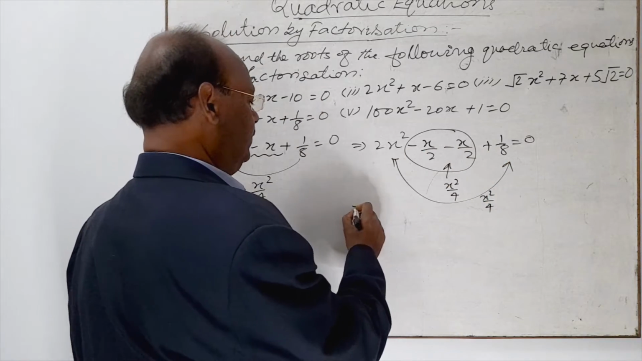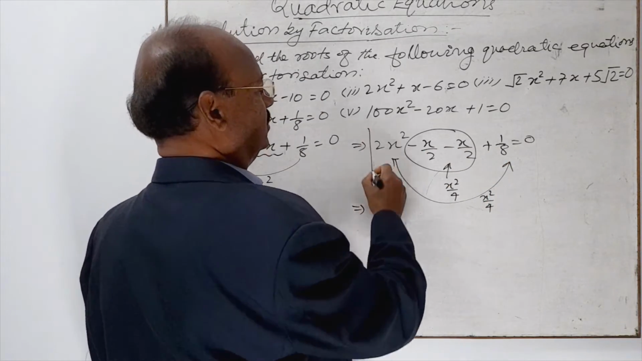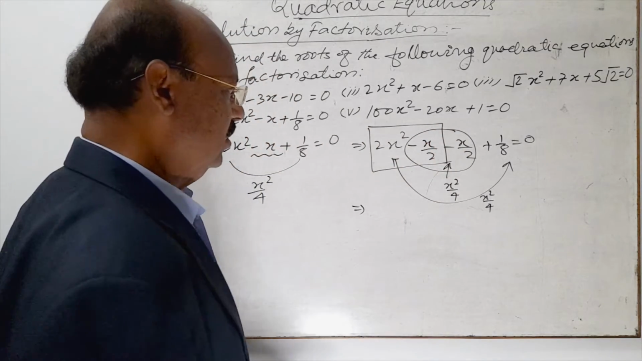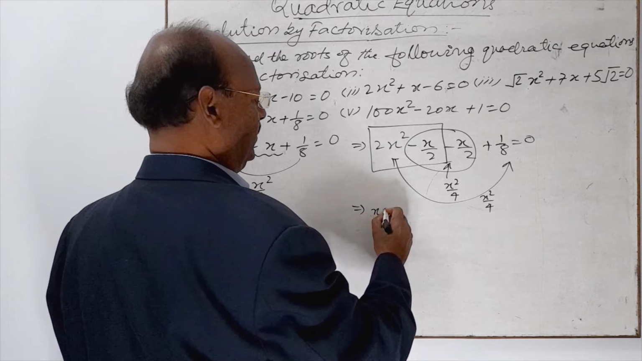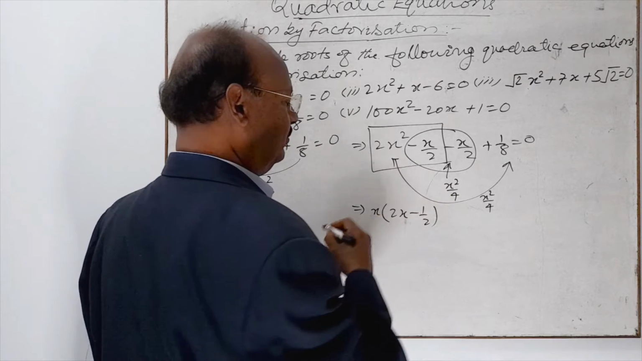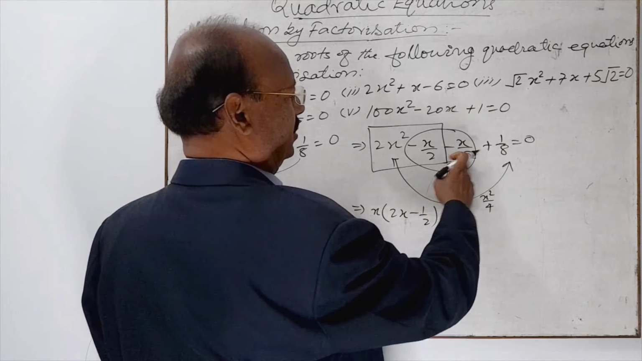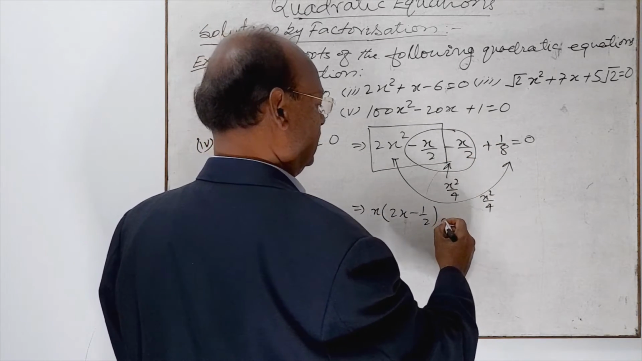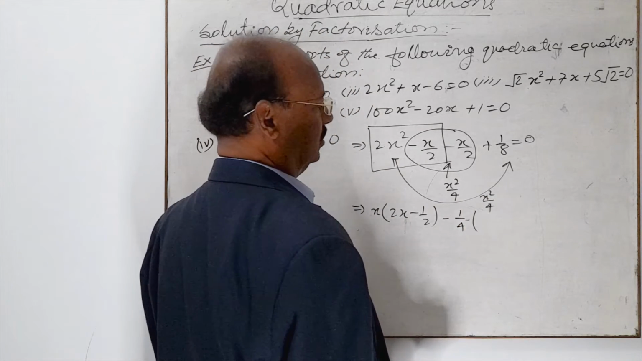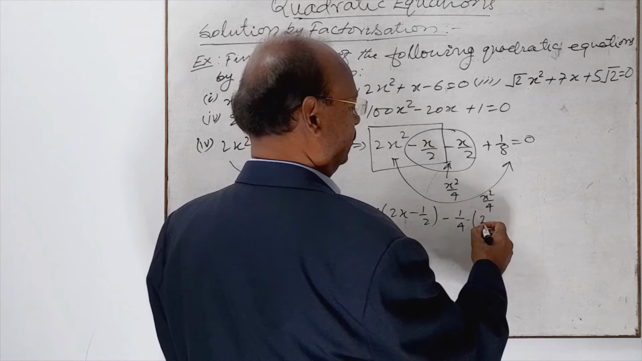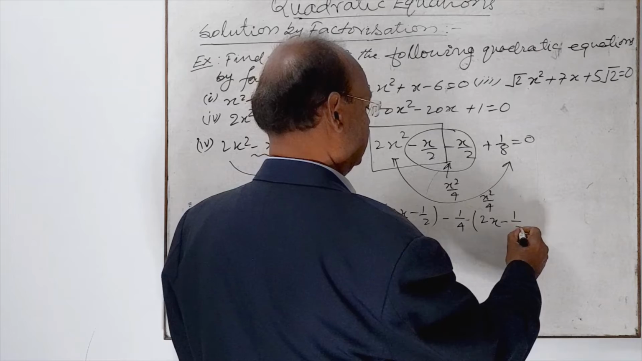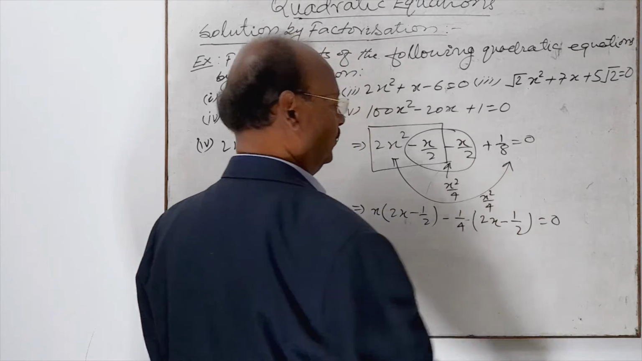So in the next step you have to take common from the first two terms. So you can take x common here, remaining will be 2x minus half. Similarly, in the second term, you can take 1 by 4, so that you will get here 2x and minus half. This is equal to 0.